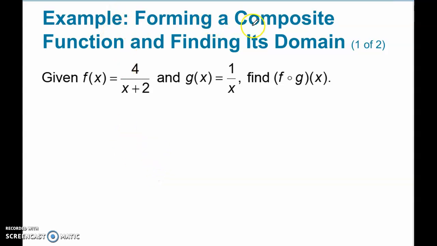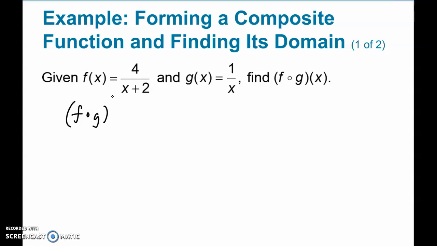All right, so we're still in 1.7, and we're looking at composing functions. So this is f composite g of x. And so let's do this problem together. And then after we do the problem, we're going to take a look at what would be the domain.